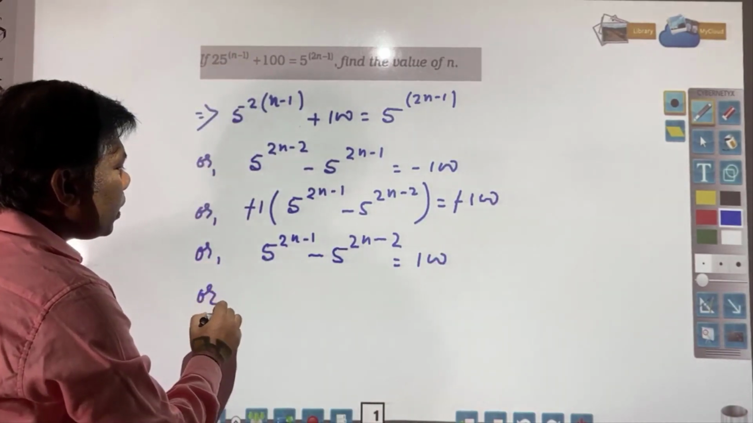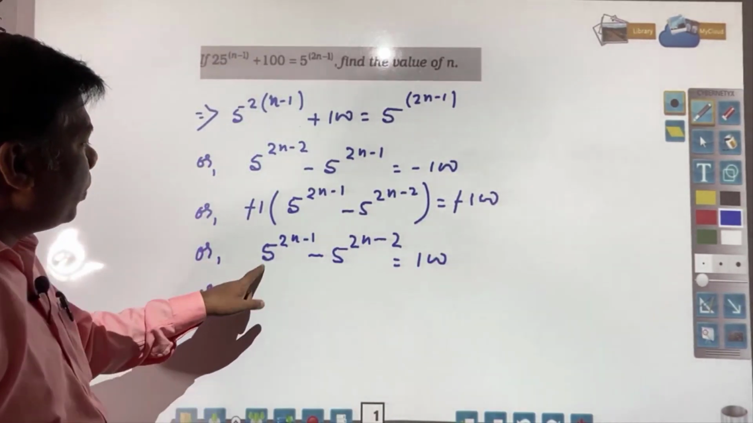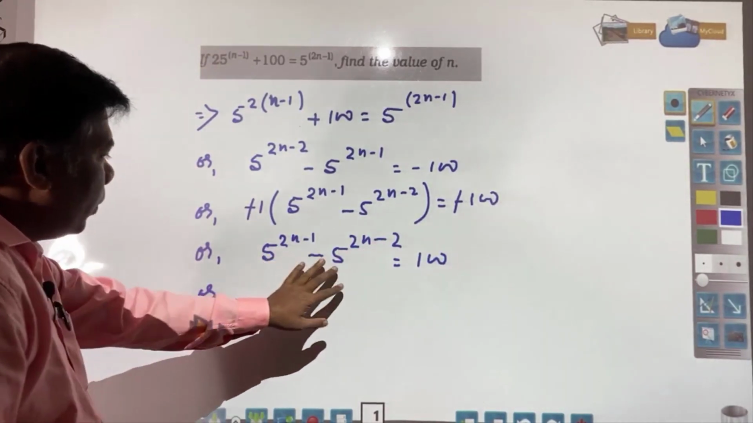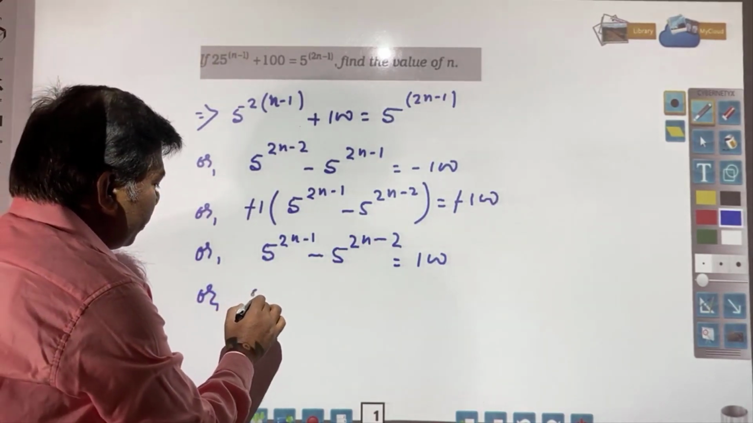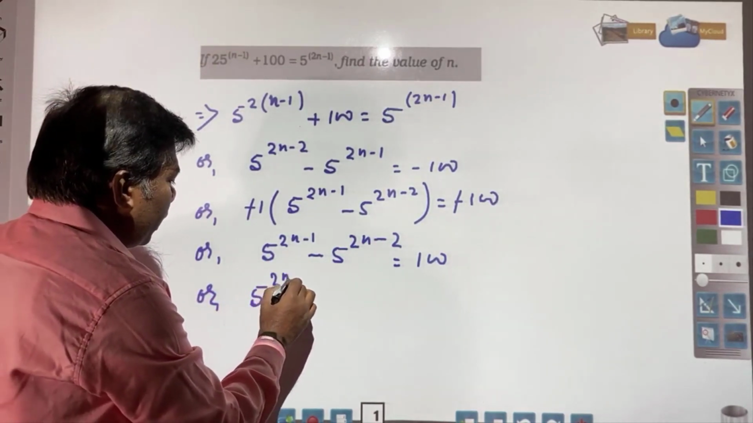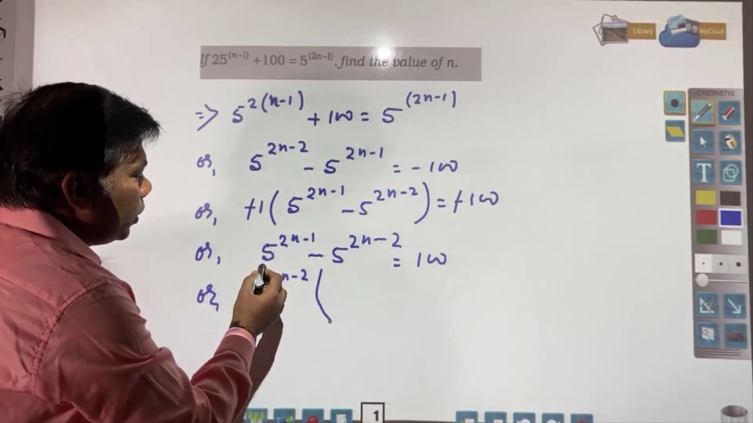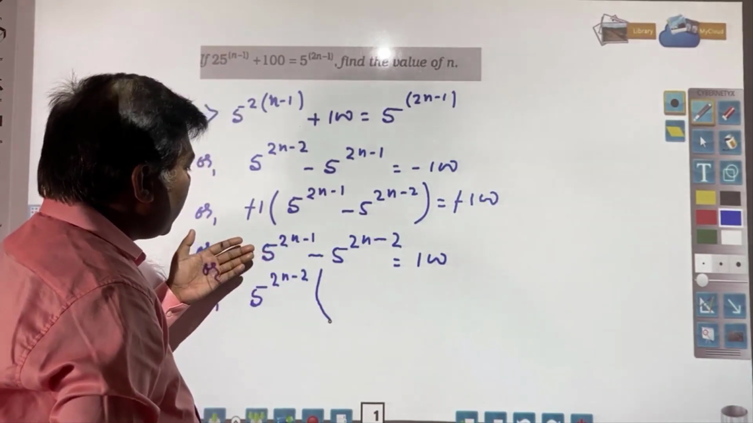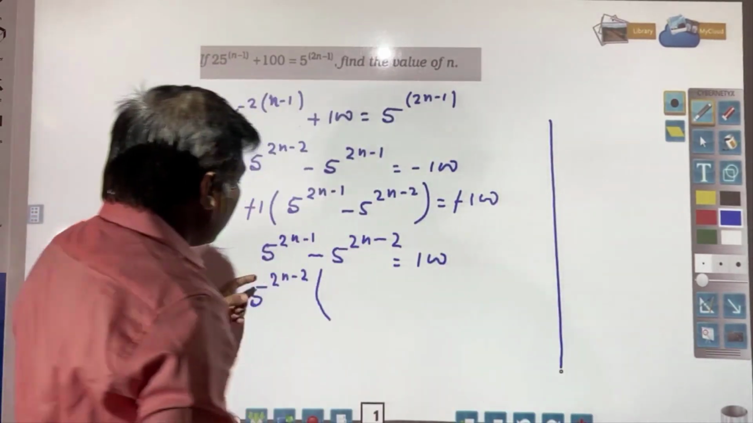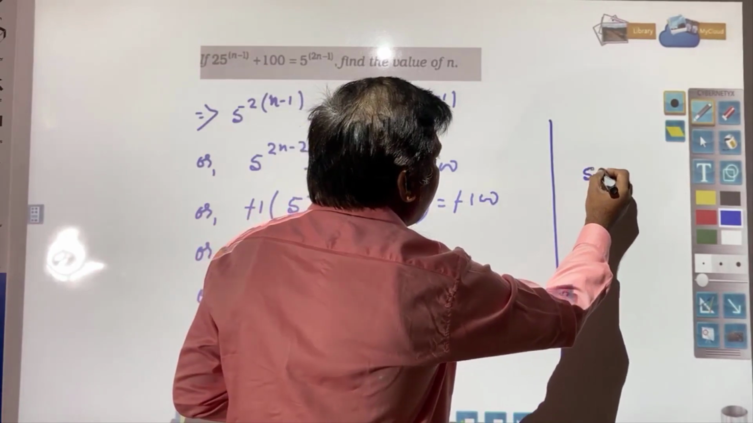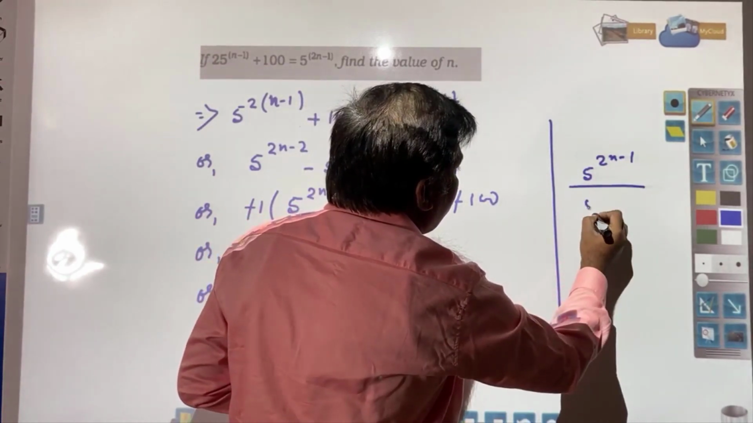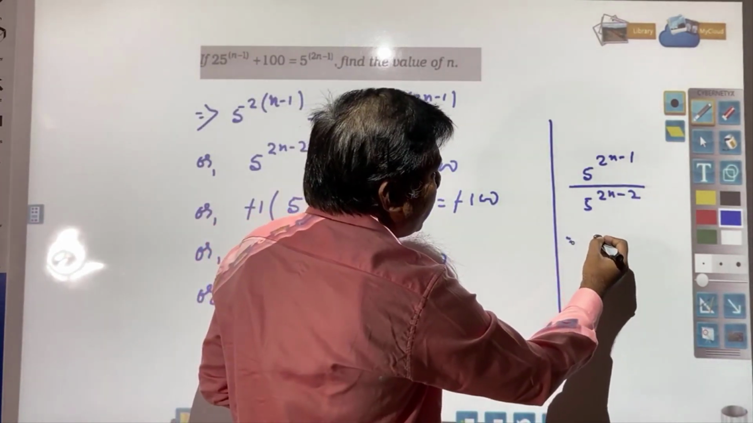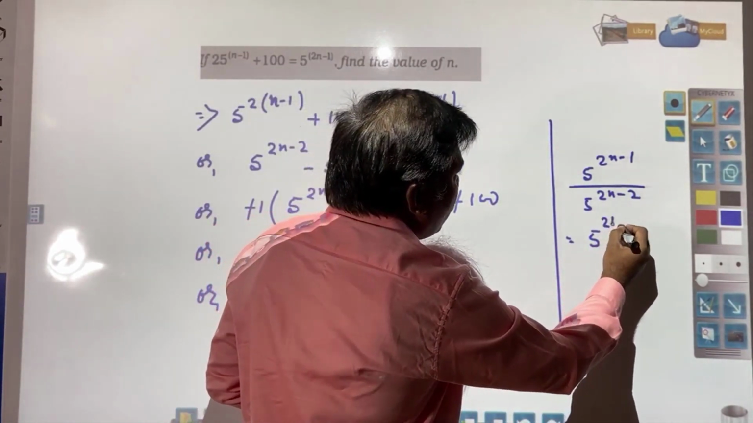Now here you see 5 to the power 2n minus 1 you have, 5 to the power 2n minus 2 you have. If you are taking common 5 to the power 2n minus 2, then what will you get over here? Just you see. If you are taking common, it means you are dividing 5 to the power 2n minus 1 divided by 5 to the power 2n minus 2. And if you simplify this, what will you get? 5 to the power 2n minus 1.